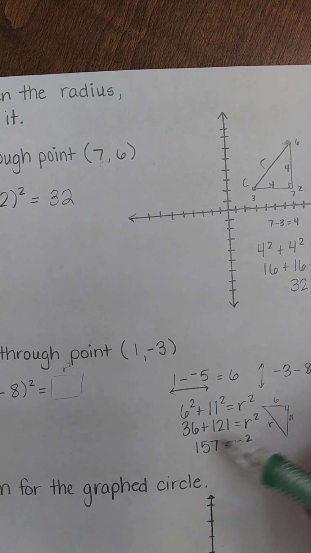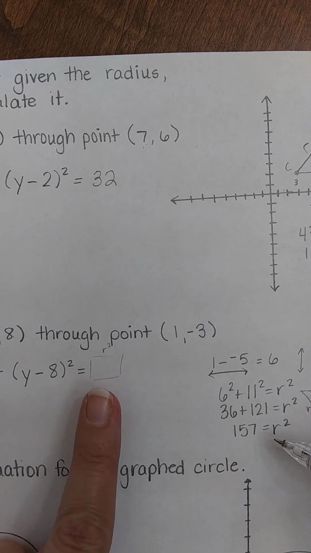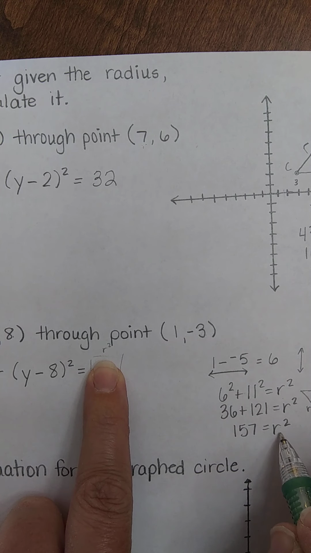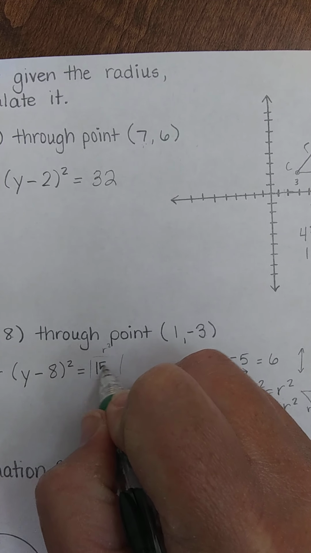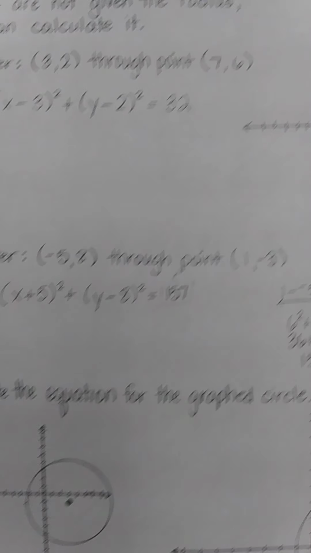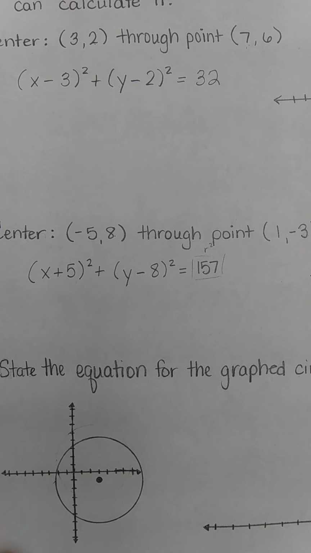Now again, I could take the square root and get the approximation for the radius, but I don't need to, because what I want to put in that box is r squared. And r squared right down here in our equation is 157. So we're going to put 157 right there, and there we have our equation then of x plus 5 squared plus y minus 8 squared equals 157.